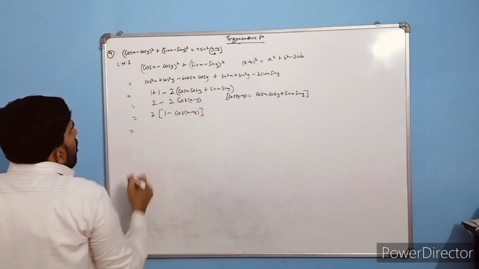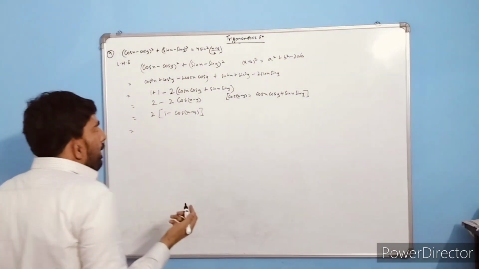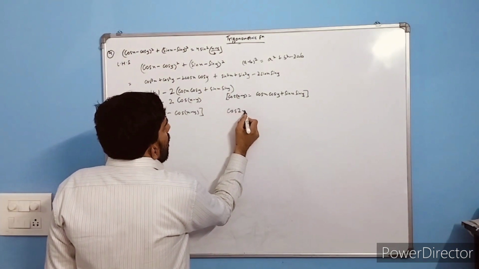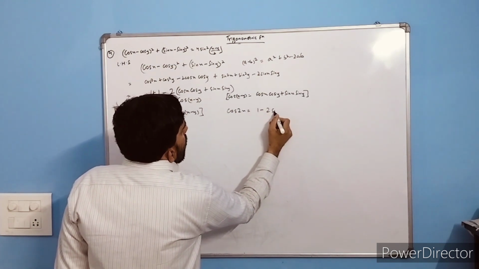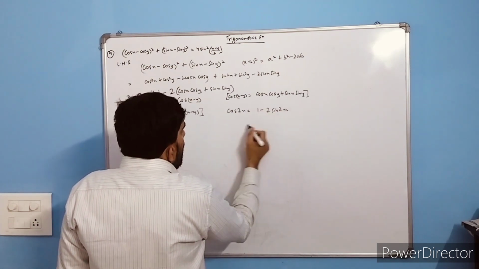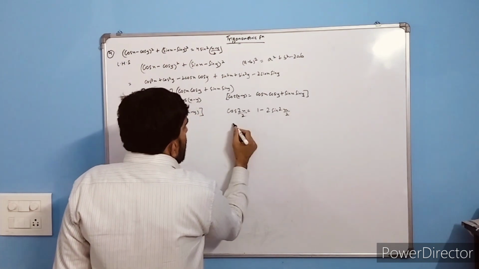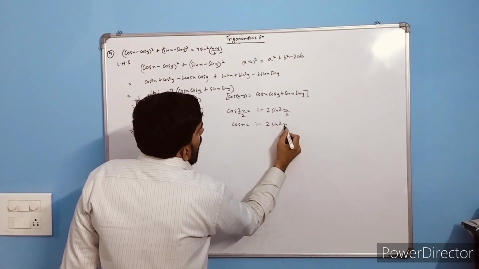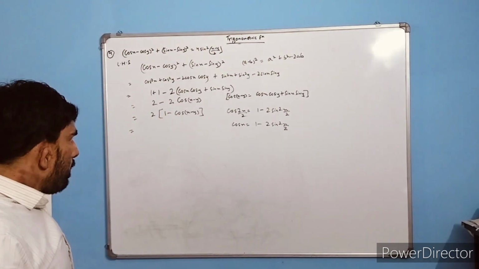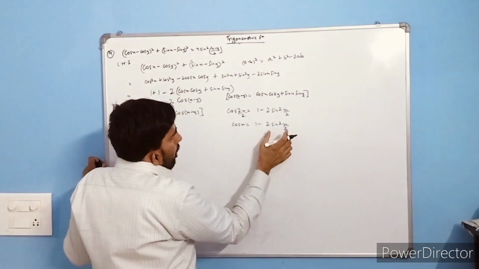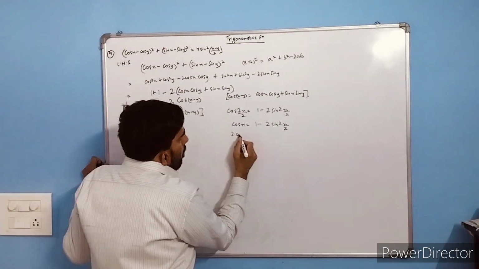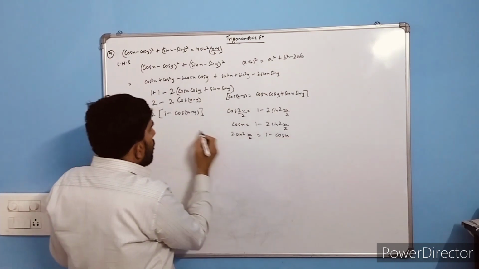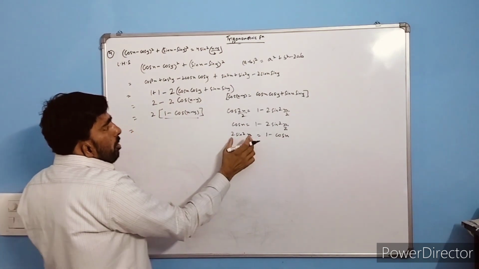Okay. Now we will apply the same formula which we applied in the previous example, that is cos 2x. Here we will take 1 minus 2 sin square x. Now divided by 2, you get cos x is equal to 1 minus 2 sin square x by 2. Now we can take this to that side. So I have 2 sin square x by 2 is equal to 1 minus cos x. So we have 1 minus cos x.